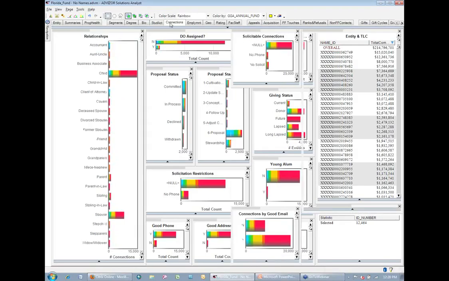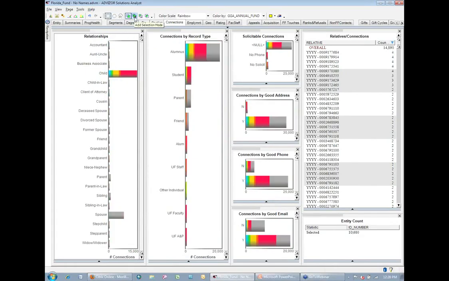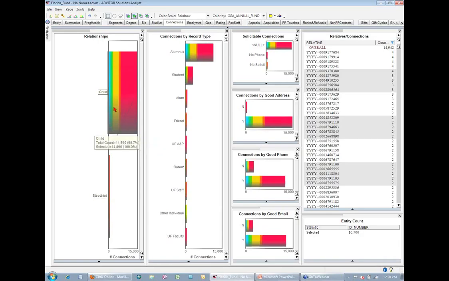So I'm going to go to this connections page, and I'm going to look at children only because I'm only interested in children. Well, actually, probably also I'm going to add in some stepchildren here as well, see if there are any of those. And I'm going to get rid of any relationships other than those because I'm really only interested in current children. And then I'm going to look and see what kind they are. And if they're students, that's the group I'm looking for.